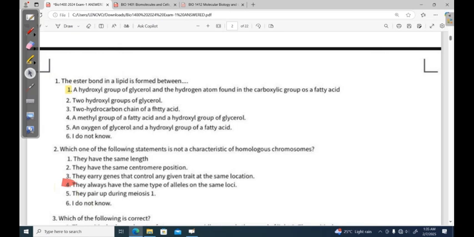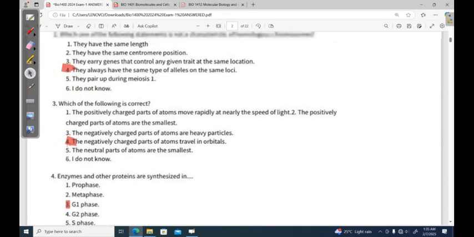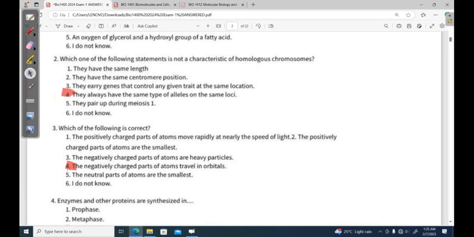Next question. Which one of the following statements is not a characteristic of homologous chromosomes? 1, they have the same length. 2, they have the same centromere position. 3, they carry genes that control any given trait at the same location. 4, they always have the same type of alleles on the same loci. 5, they pair up during meiosis 1. 6, I don't know. So the correct answer here is actually 4.